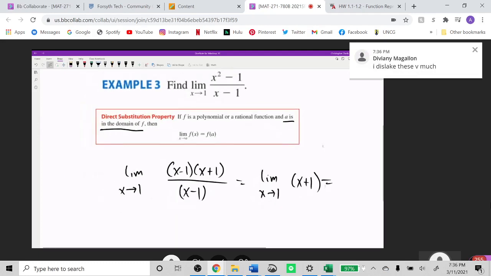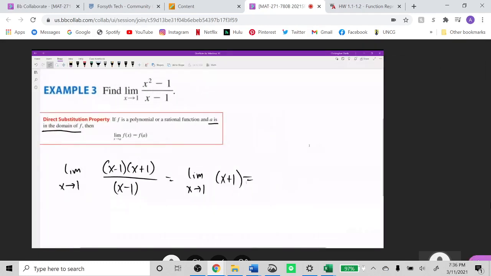You just like these? Oh, you better get used to it. This is calculus. I expect for you to know this.